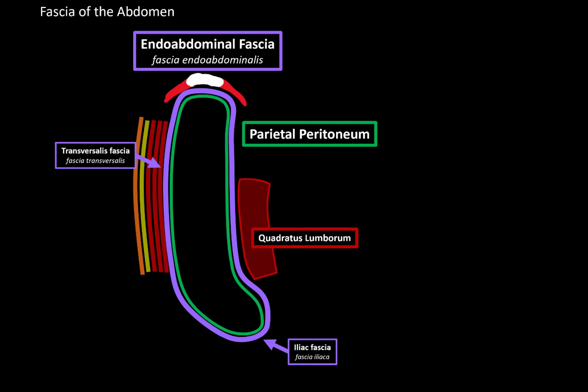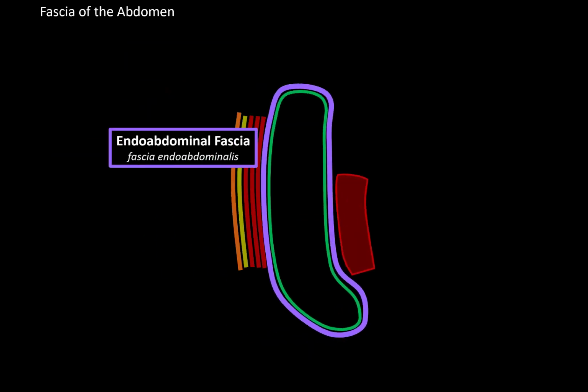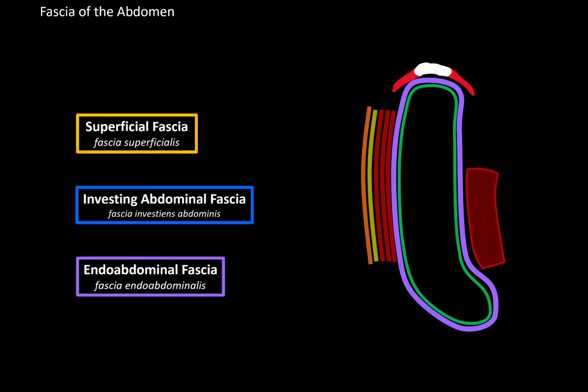And again, just underneath the endo-abdominal fascia is the parietal peritoneum. And that, my friends, are the three fascias that I wanted to talk about in this video.